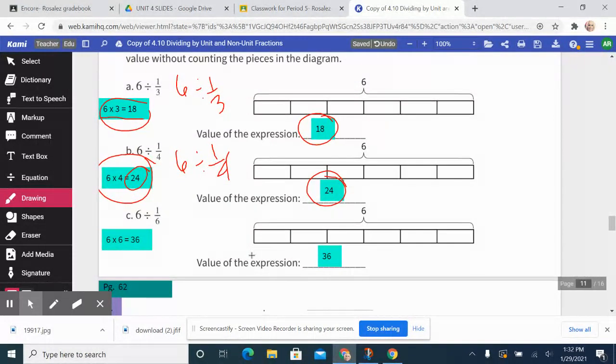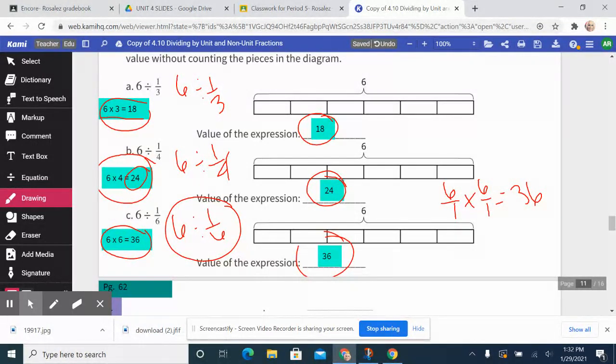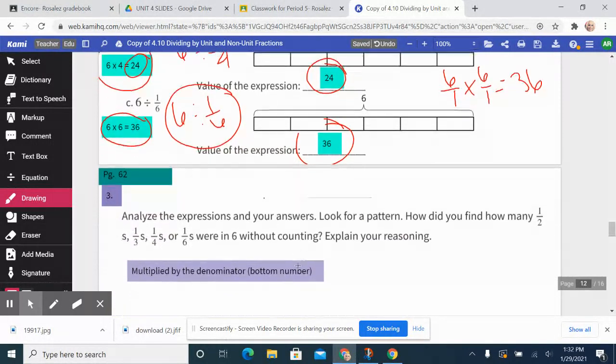Now for letter C, 6 divided by 1 over 6, right? So 6 divided by 1 over 6 is the same as 6 times 6, right? So I could work that out over here. 6 over 1 times 6 over 1, right? I flipped this, and I get 36. So notice how they're the same, no matter how I do it. You just multiply by the opposite.